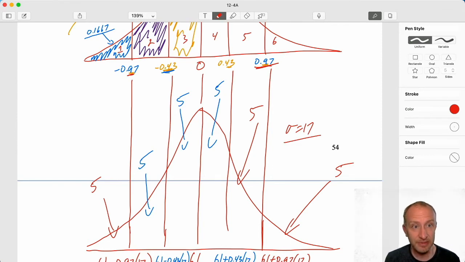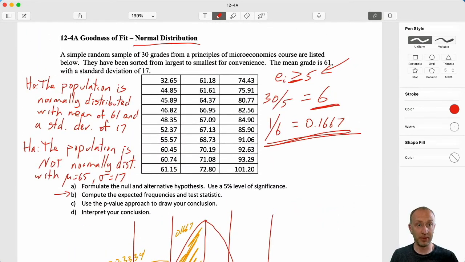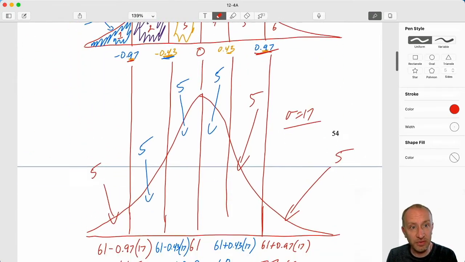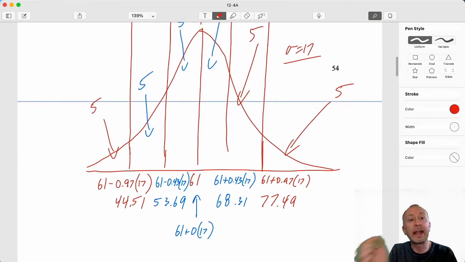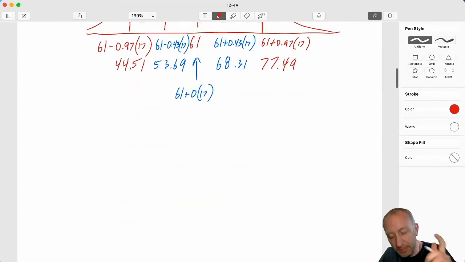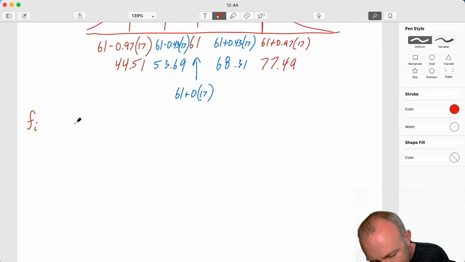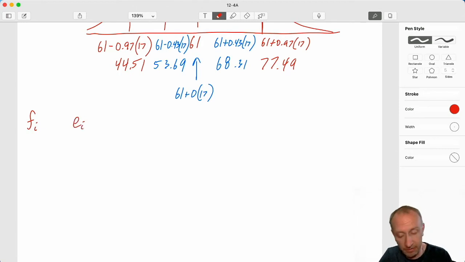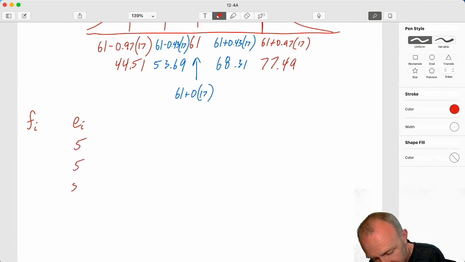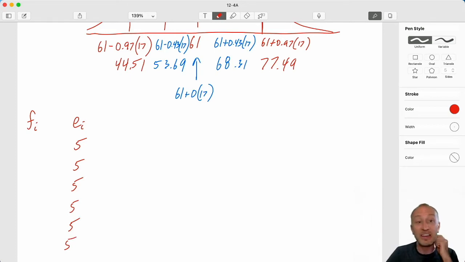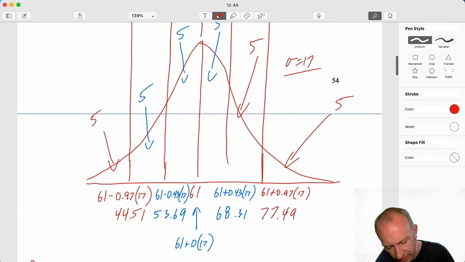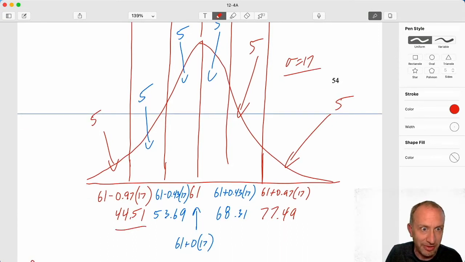Now that I have my 6 intervals, I go back to my sample and obtain my observed frequencies. So in each of those intervals, how many observations do I actually see? And then I can compare that to what I would expect. We already have all of our expected frequencies. We have 5, right? Or 6 of these: 1, 2, 3, 4, 5, 6. Every one of our intervals, as we've obtained them, should have 5 observations in them if the null is true. Now we're going to go back to our sample.